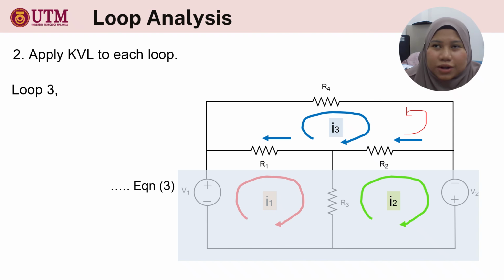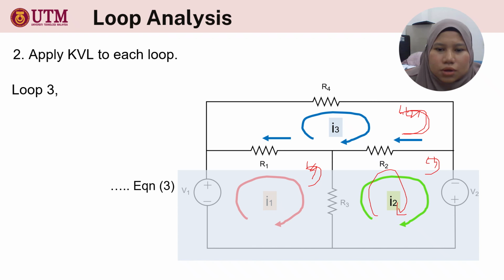For loop analysis, this is the number 1 rule: if you set one loop like this, then all loops are like this also. If you put different directions, everything follows the same. Just now I put the direction like this, so all are like this. Clockwise.